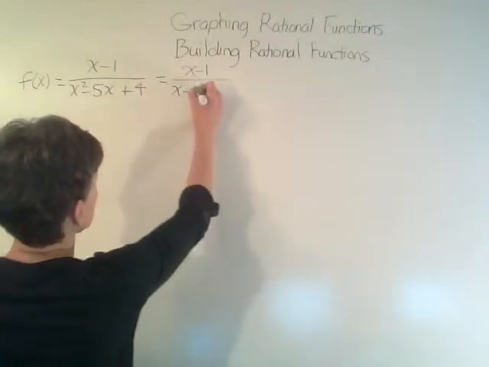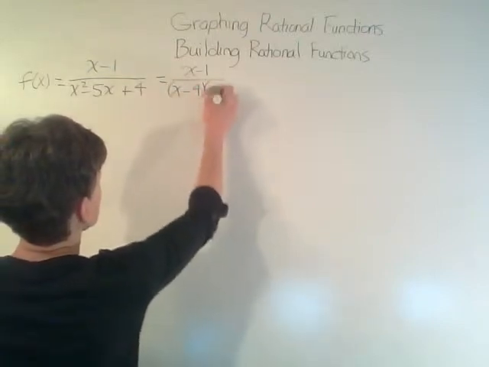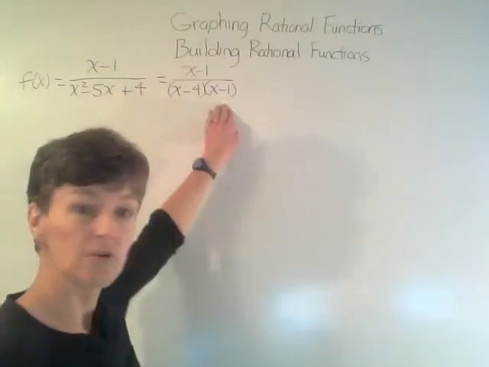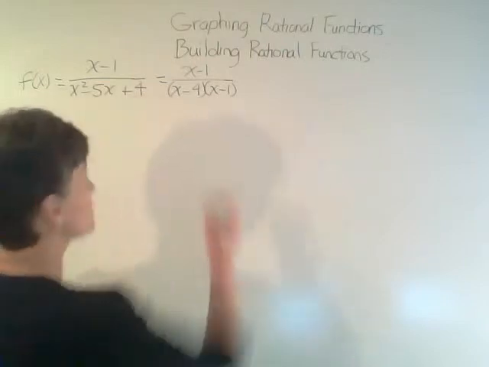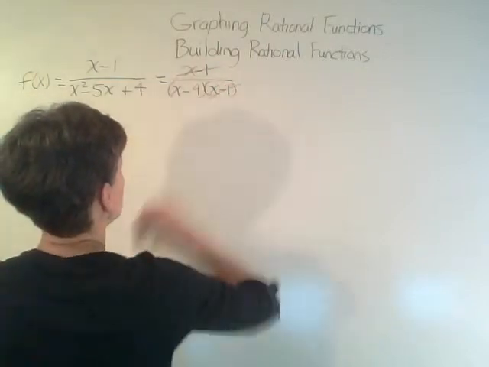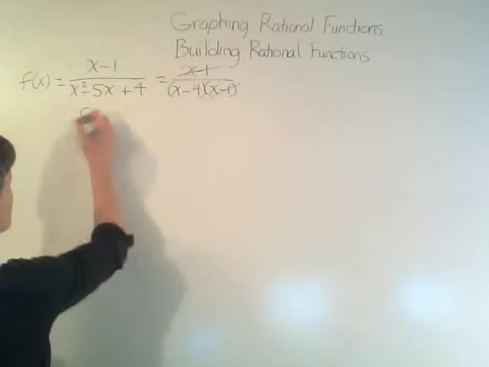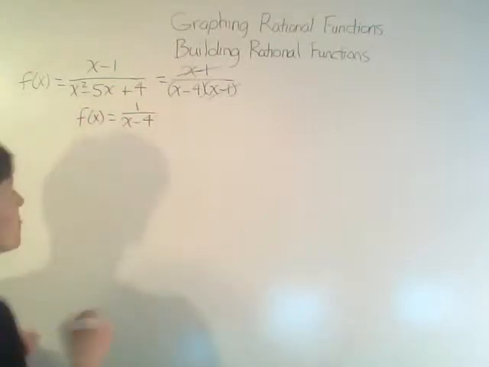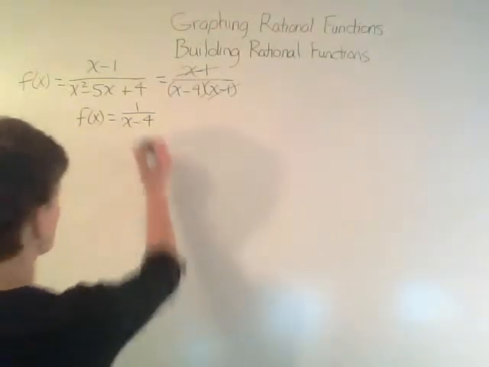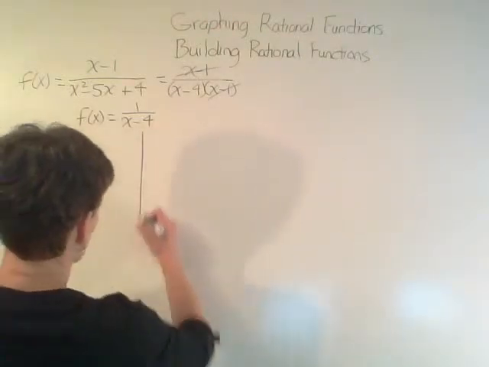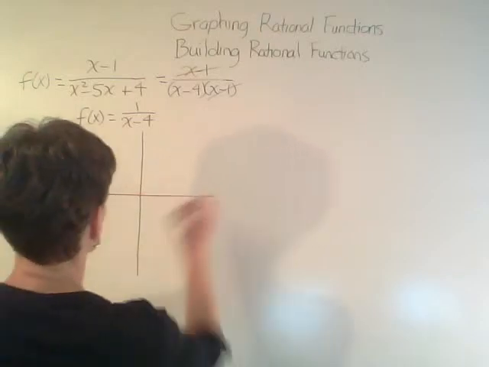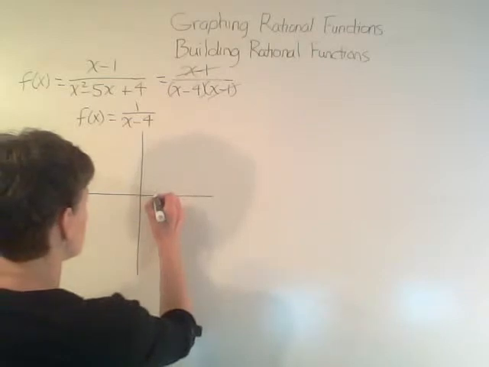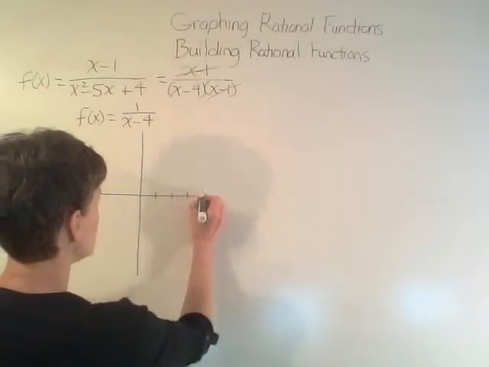If I factor this, I've got x minus 4, x minus 1. So you notice that we have the same factor in the numerator that we have in the denominator. That's going to cancel out. And then I'm going to be left with 1 over x minus 4. Alright, well let's graph this function. Now this one is a takeoff of the parent curve 1 over x, and it's just 1 over x moved 4 to the right. So 1, 2, 3, 4.